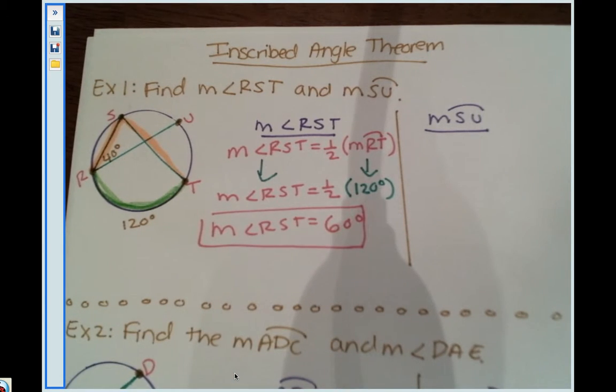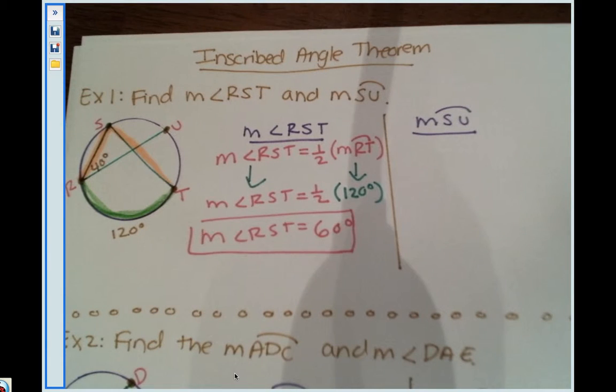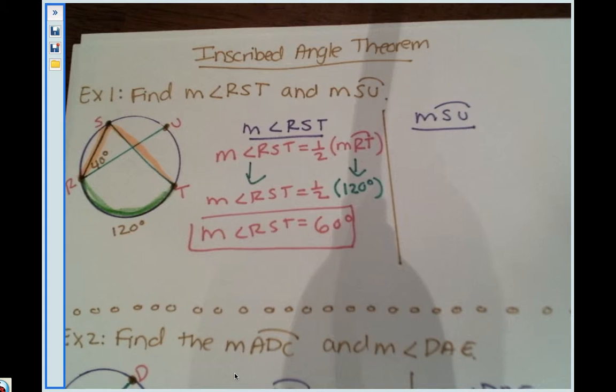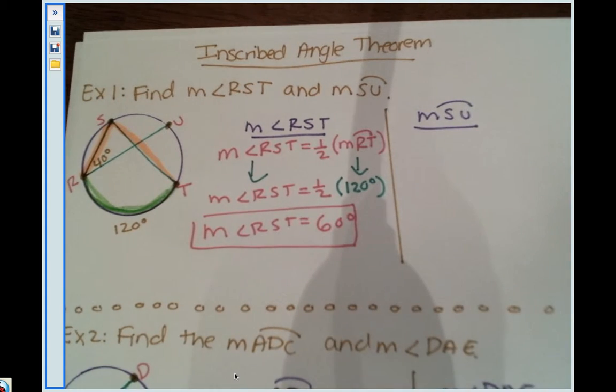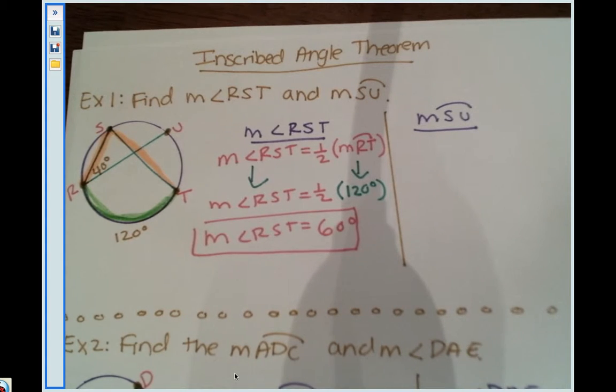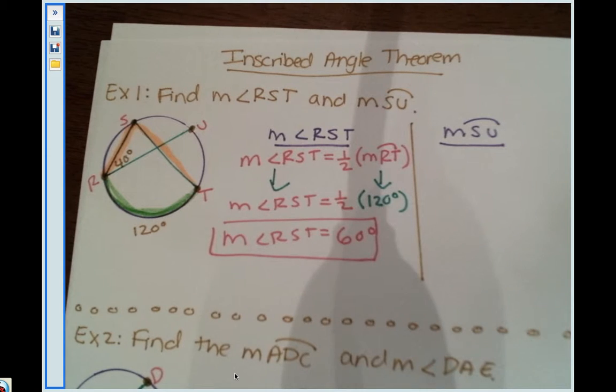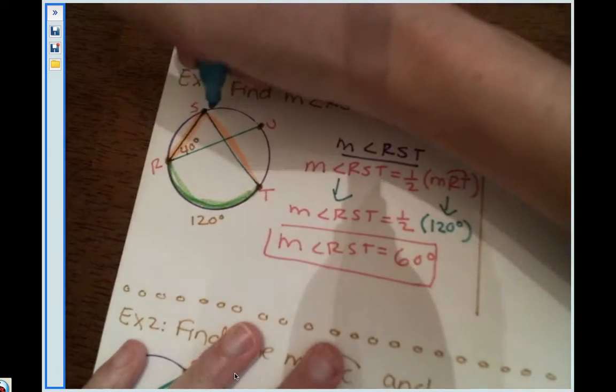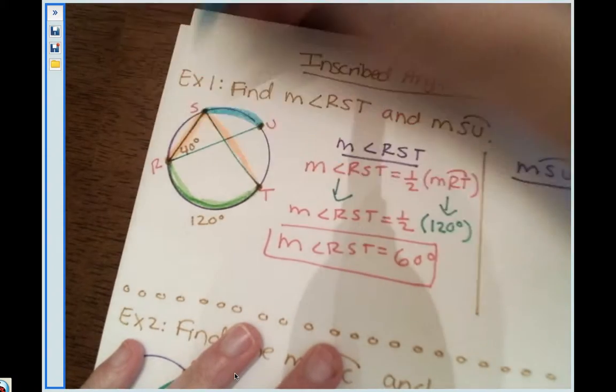Moving on to our second part, now I want to find the measure of arc SU. Let's see if we can find another inscribed angle that might help us find the measure of arc SU. I want to be optimistic, but I don't want to get my hopes up. So we have arc SU right here. I'm going to highlight it again.